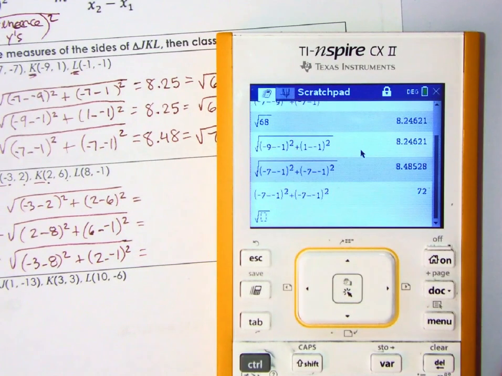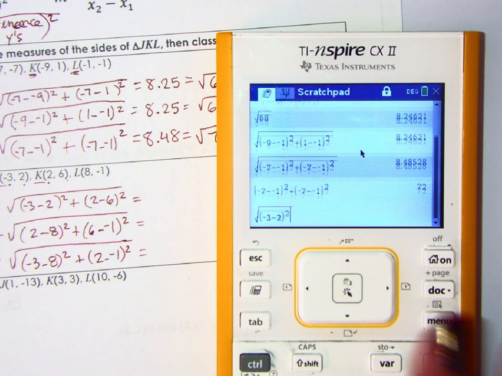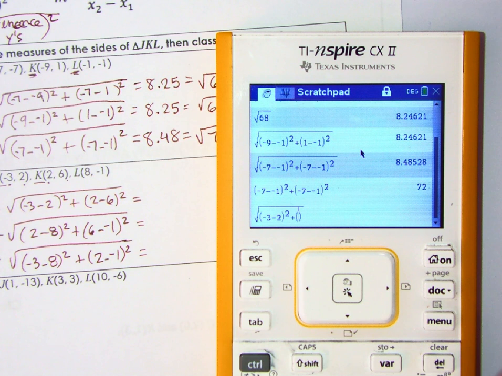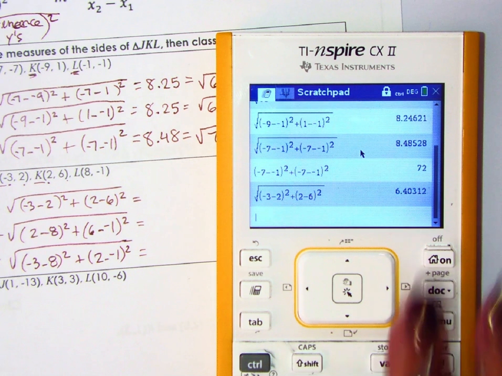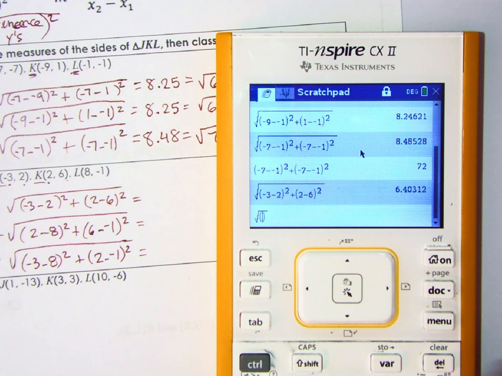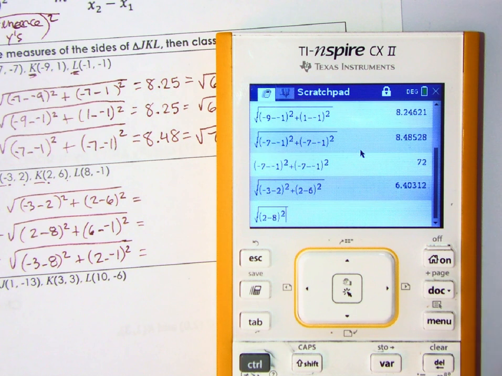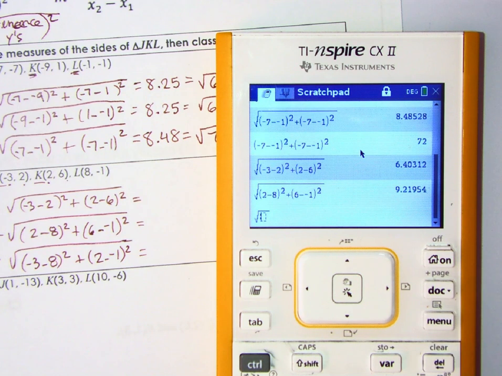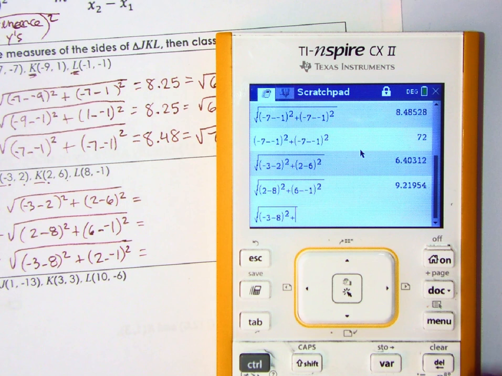So -3 minus 2 plus 2 minus 6. And then square root of 2 minus 8 plus 6 minus -1. And square root of -3 minus 8 plus 2 minus -1.